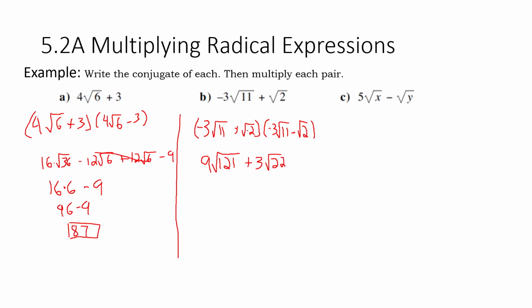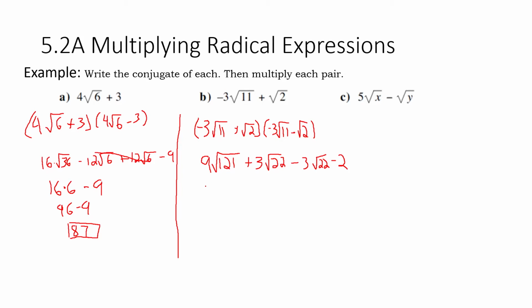Now on to the next one. So root 2 times negative 3 root 11. 1 times negative 3 is negative 3. 2 times root 11 is root 22. And the last one, root 2 times negative root 2. Root 2 times root 2 is 2. Or we can keep it under the radical and say 2 times 2 is 4. The square root of 4 is 2. A positive times a negative is a negative. So negative 2.